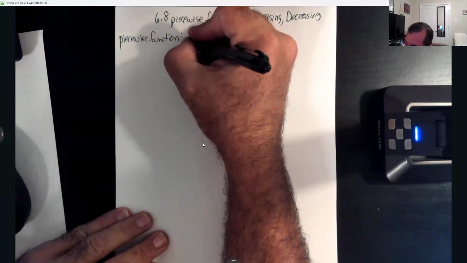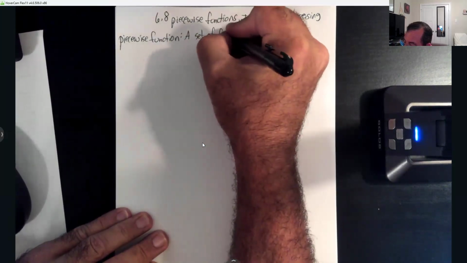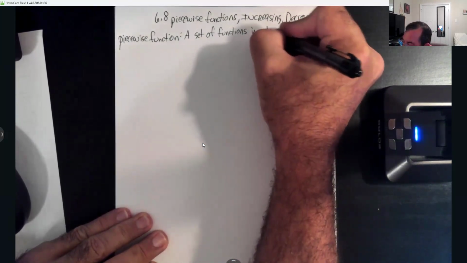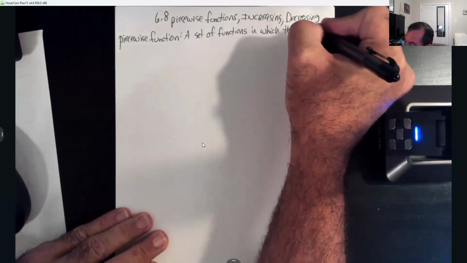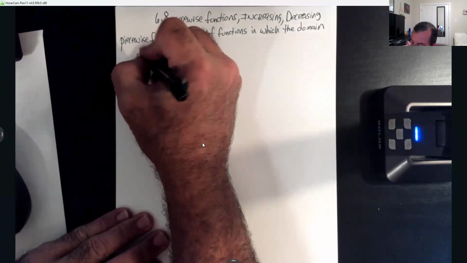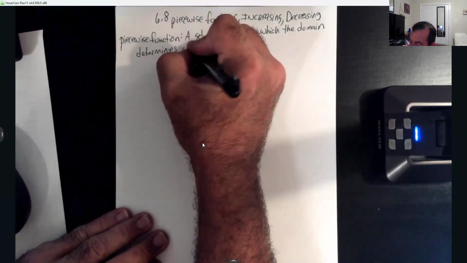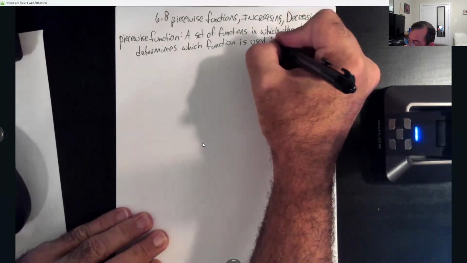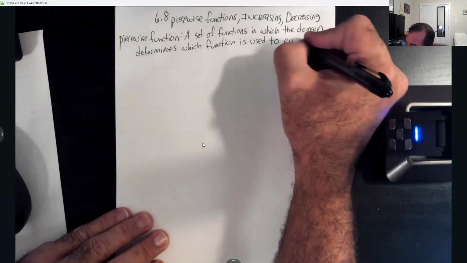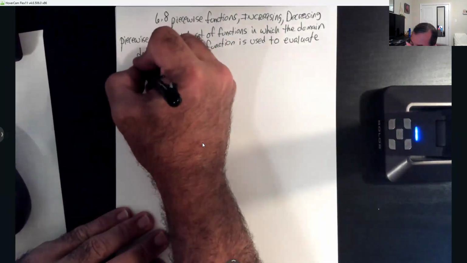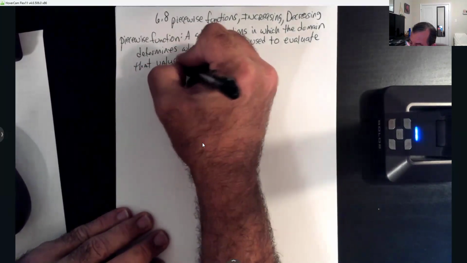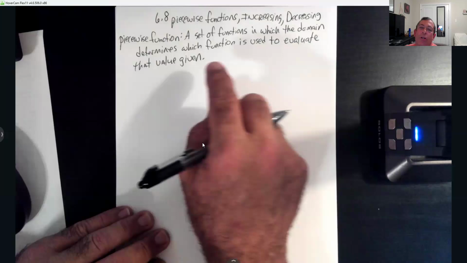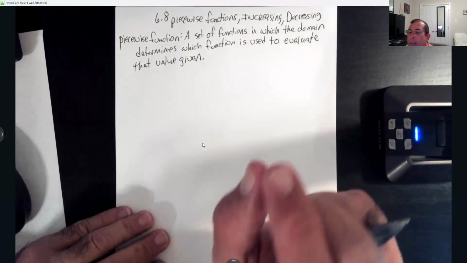But a piecewise function is a set of functions in which the domain determines which function is used to evaluate that value given. So it's a set of functions, and we look at the domain to determine which function is used to evaluate that value.